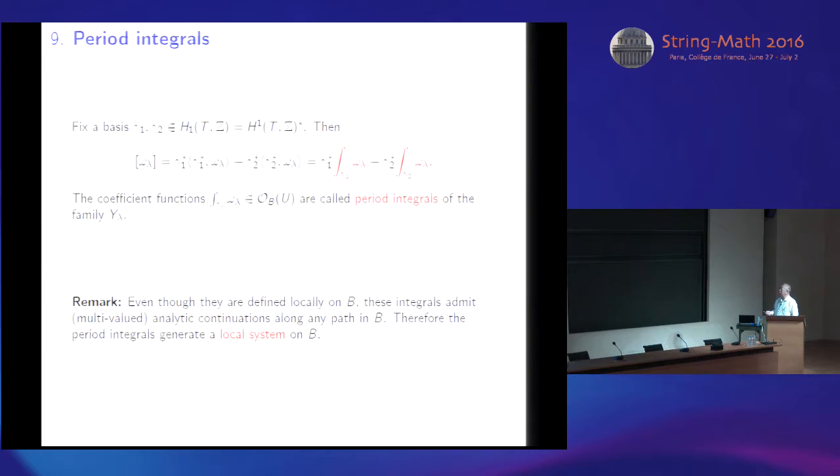Given any 2 elements, a basis for H1 of the tori, you can write omega lambda in this form. So this is the period of omega lambda. It's the integral of omega lambda over gamma 1 and omega lambda over gamma 2. This is called the period integral of the family. This defines a local system on B because, although it is only defined locally on B, this integral admits multi-valued analytic continuation along any path in B.